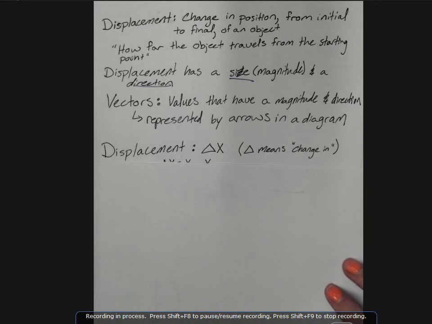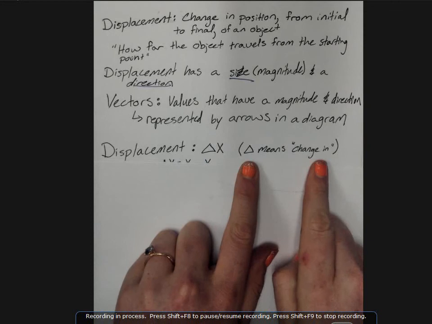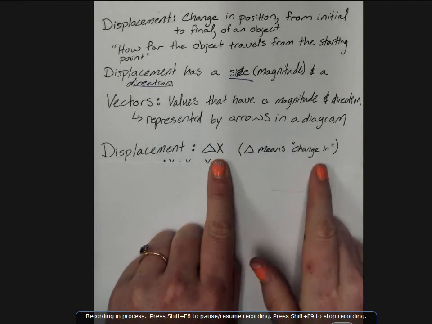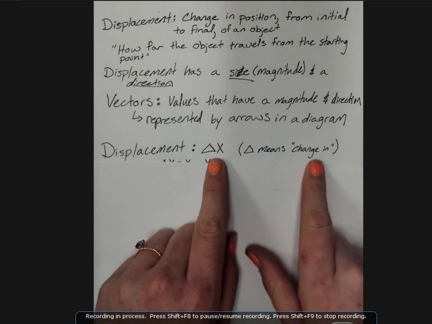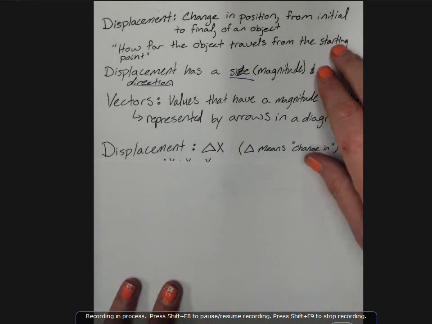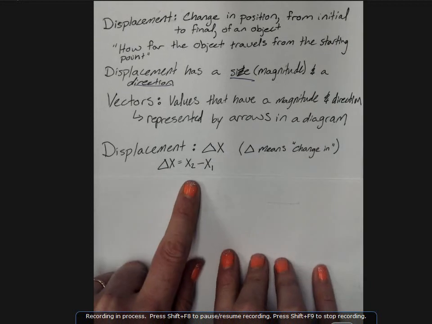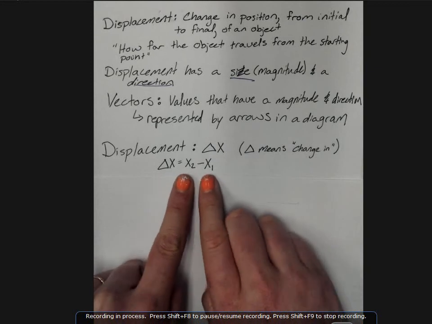Here you've got a delta value. Any value that has a delta next to it means change in. Right? So delta x means change in position along the x-axis. If we wanted our position along the y-axis, then we would say delta y instead. Right? And delta x, change in position, just means the final position minus the initial position. How much the difference between these two positions is.